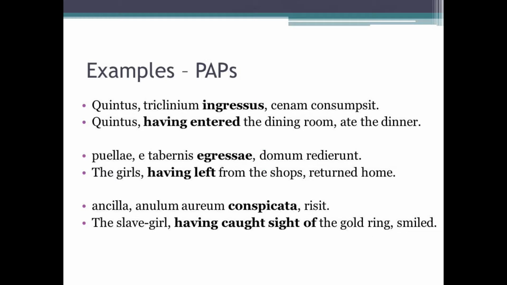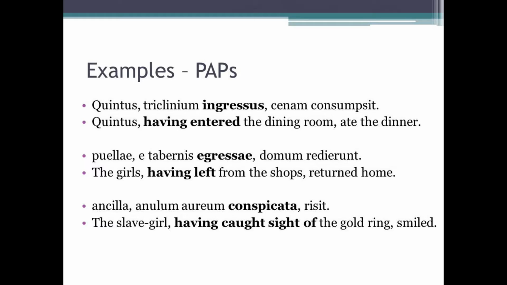Now let's have a look at some examples of the PAP. Quintus triclinium ingressus, cenam consumpsit. Quintus, having entered the dining room, ate the dinner. Puellae e tabernis egressae, domum redierant. The girls, having left from the shops, returned home. Ancilla anulum aureum conspicata risit. The slave girl, having caught sight of the gold ring, smiled.